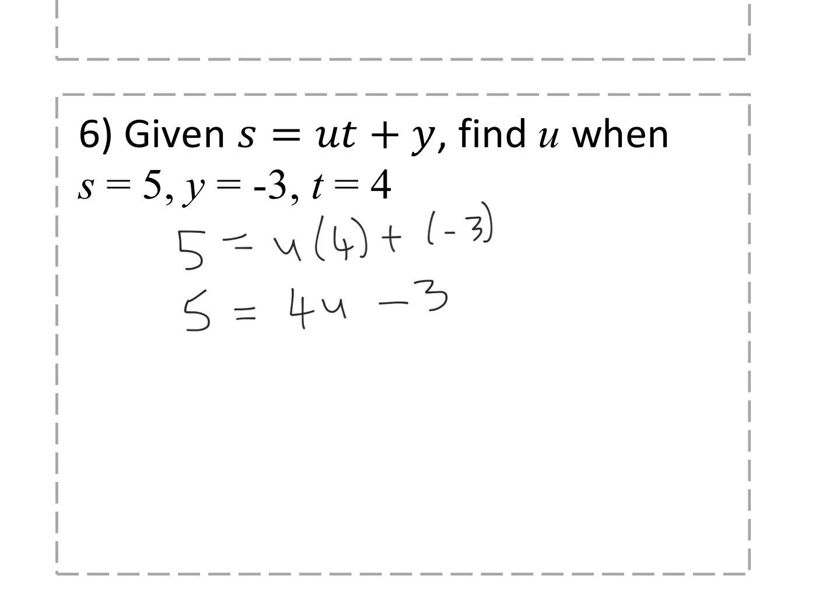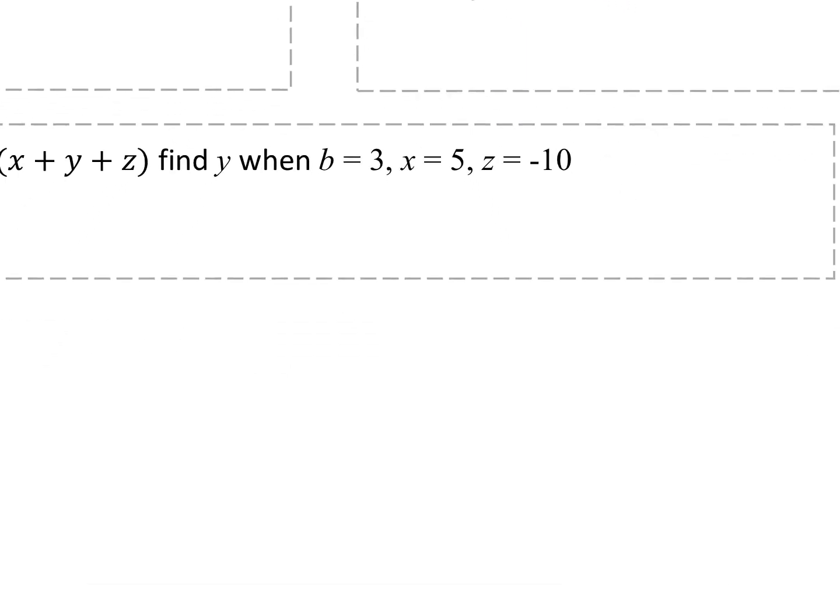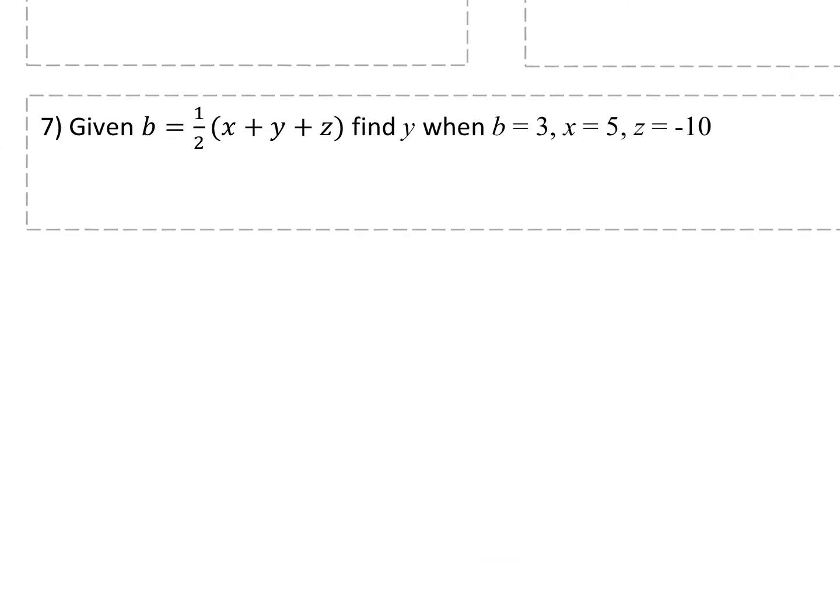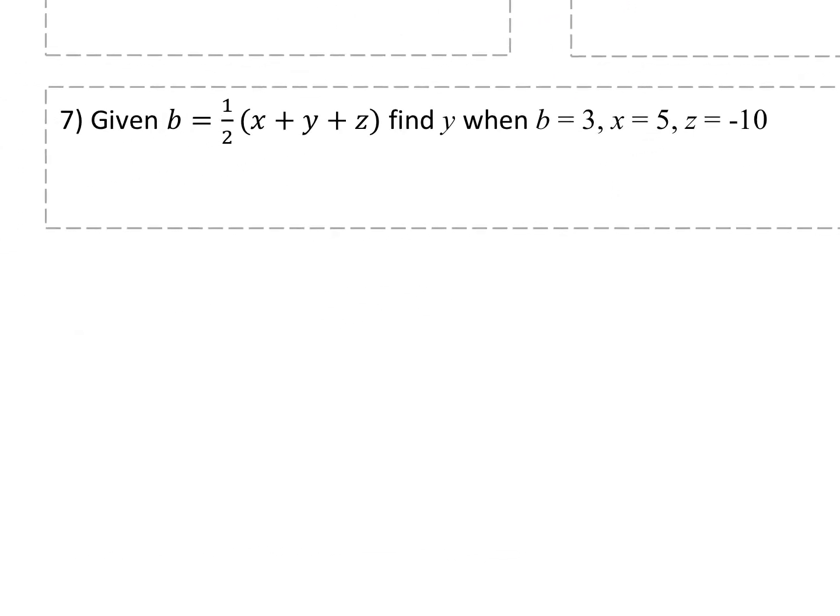We solve that equation by adding 3 to both sides. 8 equals 4u, and then divide both sides by 4. U equals 2. One more, we've got to work out, we're given that b is a half of x plus y plus z. We've got to find y when b is 3, x is 5, and z is minus 10.